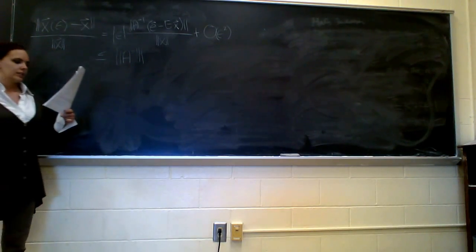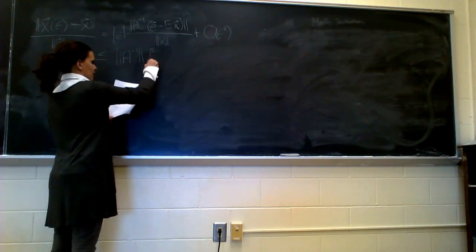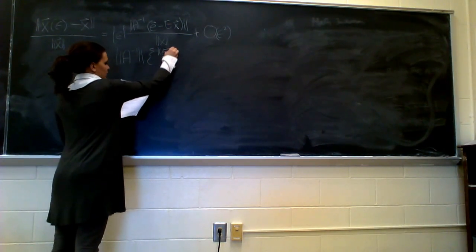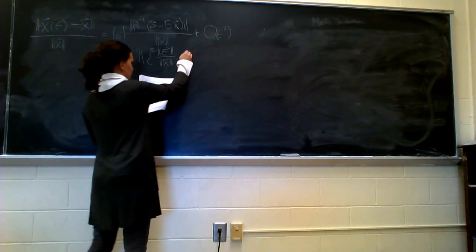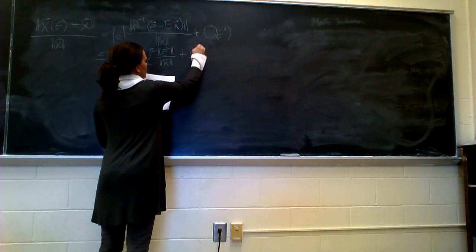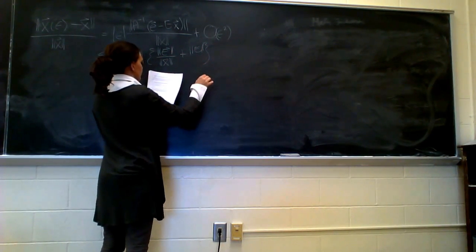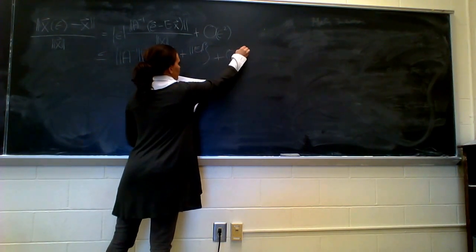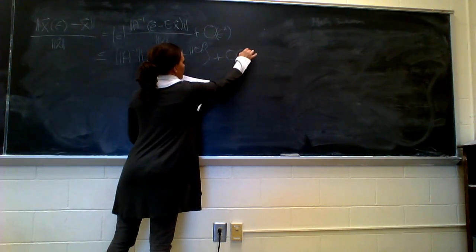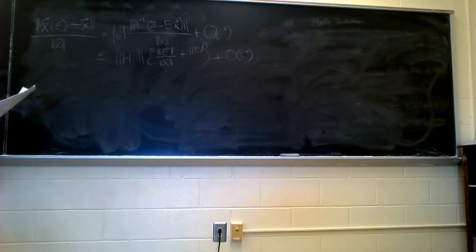So now this is actually going to be less than or equal to, and here I'm just using the triangle inequality. So I've got the norm of A times the norm of E over the norm of X plus the norm of E. Okay, and so we can just use a triangle inequality to end up with this.